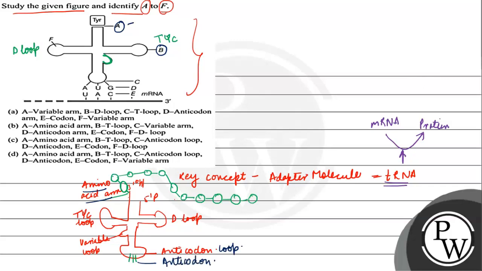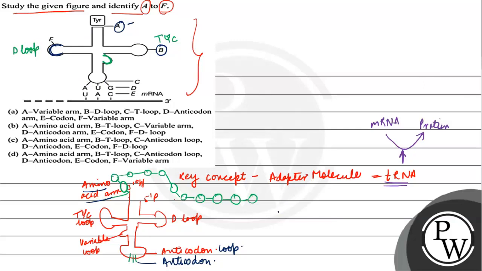Moving further, E. E is the codon, right? Because anticodon will be bonded towards the codon. Moving further, towards the right hand side, it will be D loop. You can memorize it using dextro, which means right. So these are the labelings of this diagram.